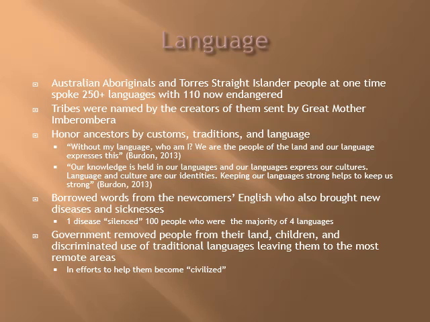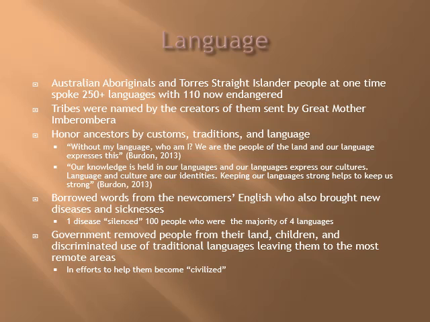Indigenous languages began changing and borrowing words from the newcomers the moment they came in contact with the English. Other causes of the extinction of languages are disease and politics. The new settlers brought many sicknesses. One in particular silenced about 100 people who were the majority of 4 different languages.